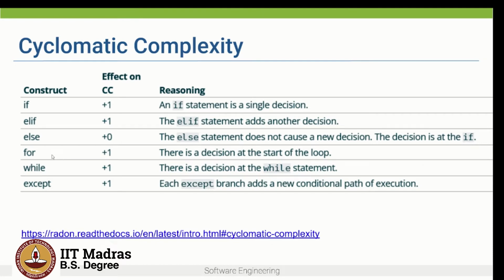For the for construct and the while construct, the cyclomatic complexity will increase by 1 because there is a decision at the start of the loop for, and a decision at the while statement.